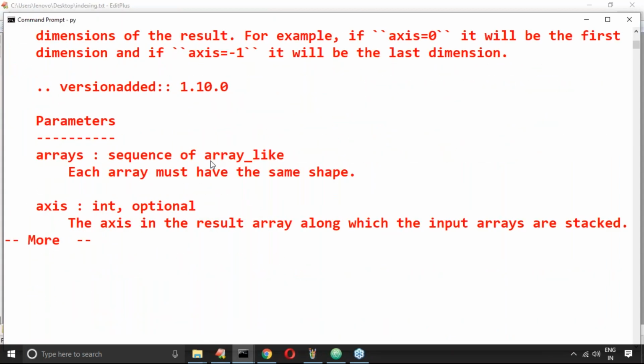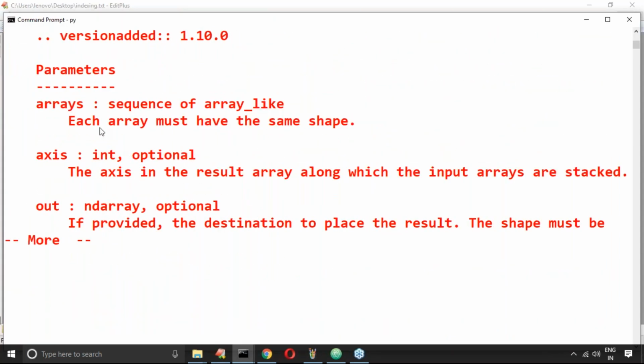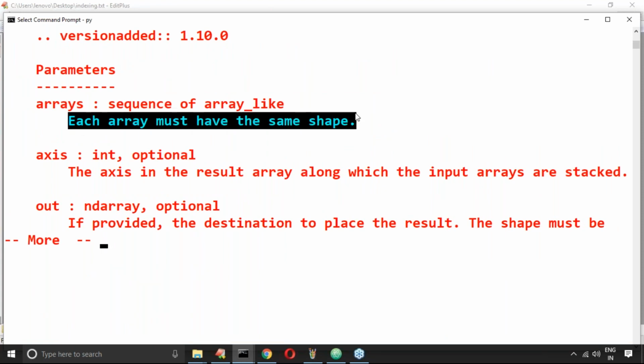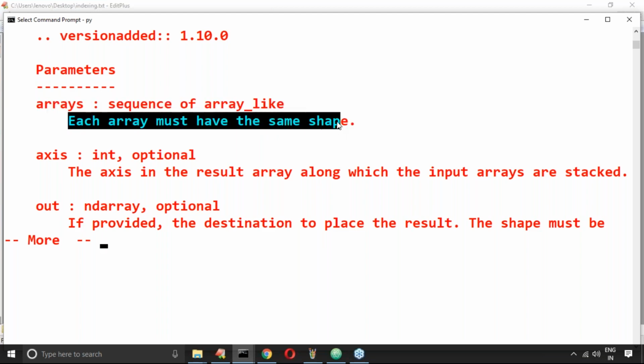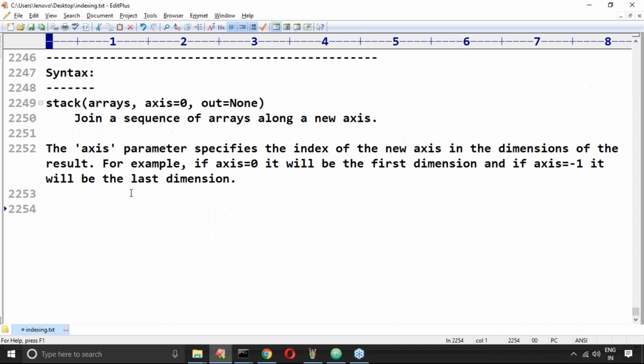Next, there is one more point. Here, the input arrays, each array must have the same shape. What is the meaning of this one? The input arrays must have the same shape. Remember this carefully. So dimensions must be matched, and sizes must be matched.